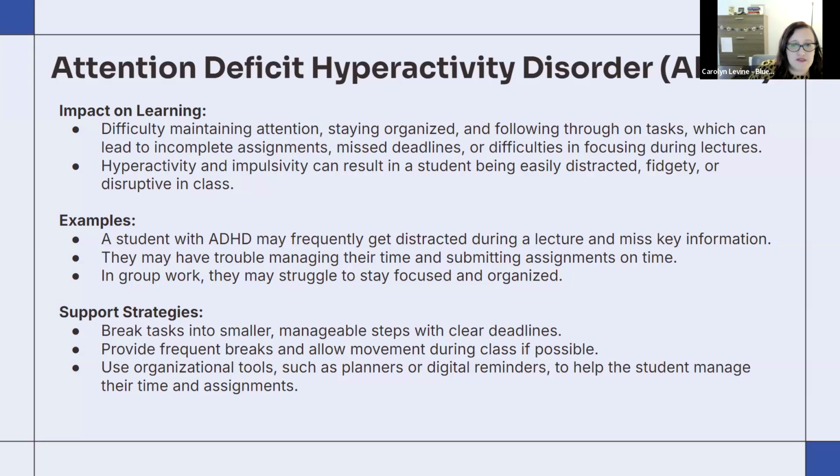So consequences of that, if they're frequently distracted during lecture, they might miss key information. They have trouble managing their time and submitting assignments on time. This is probably what I see the most, this trouble with time management. And that is something that there's not really an accommodation for. It's really more of just working with them on that executive functioning and how to manage their time and working on those coping strategies. They might struggle to stay focused and organized, also in group work as well as independent work. So some things you can do to help is to break tasks down into smaller, manageable steps with clear deadlines. So if you can give deadlines as far in advance as possible, that's really helpful.